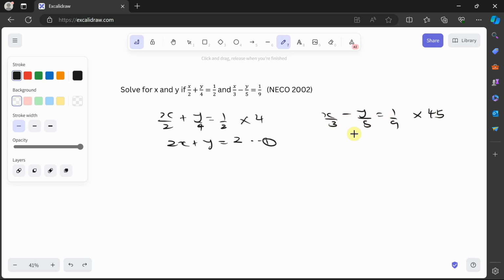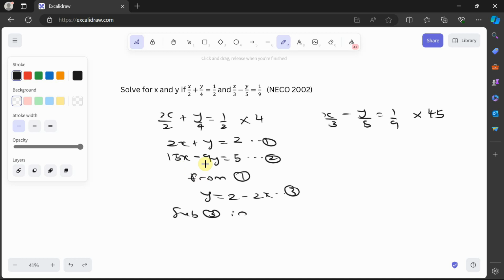x over 3 times 45 will give me 15x, minus y over 5 times 45. What would that give me? That would give me 9, so minus 9y is equal to 1 over 9 times 45, which will give me 5. So this is our equation 2. We have these two. From equation 1, I can make y the subject of the formula because that is very easy. So y is equal to 2 minus 2x, and that will be my equation 3.